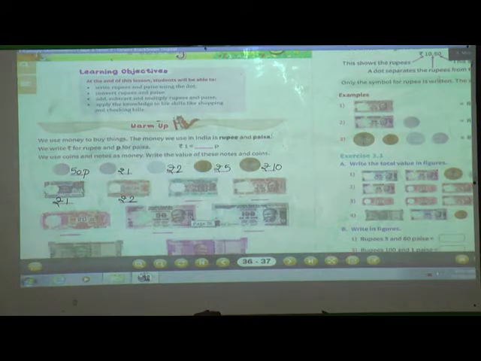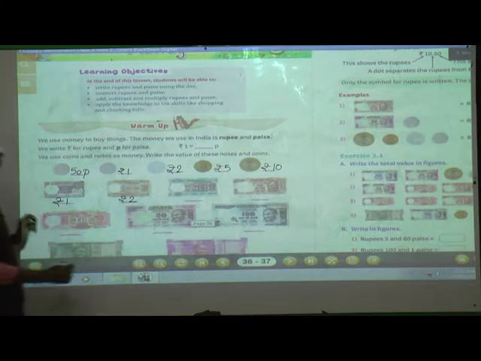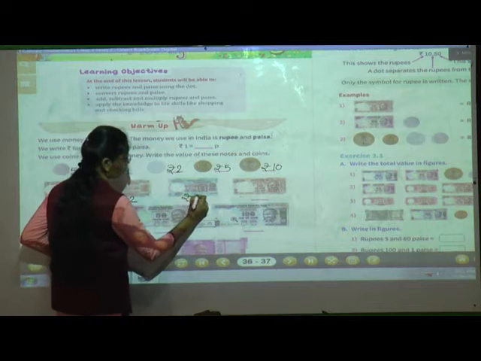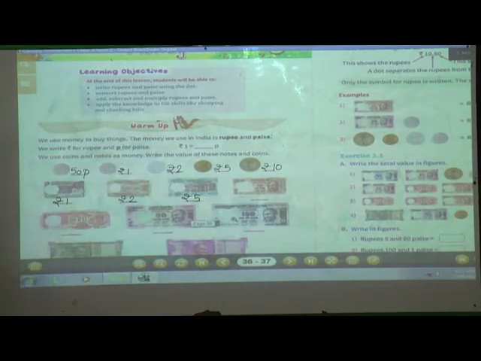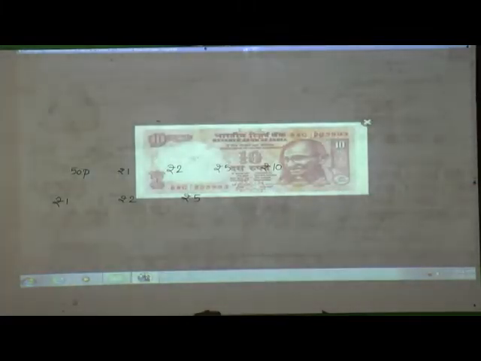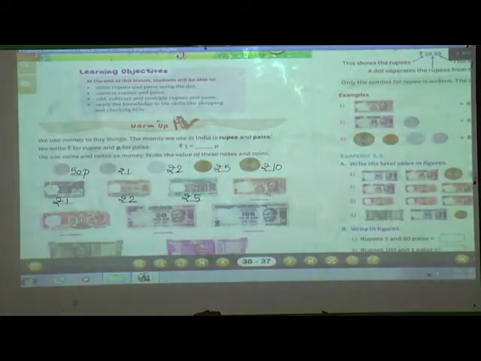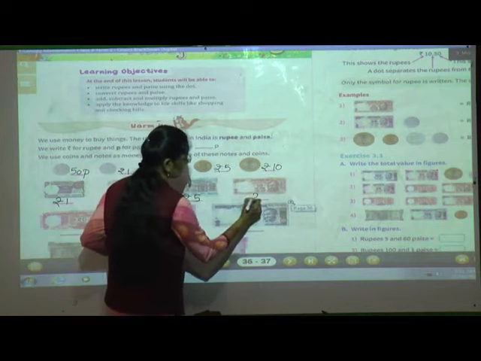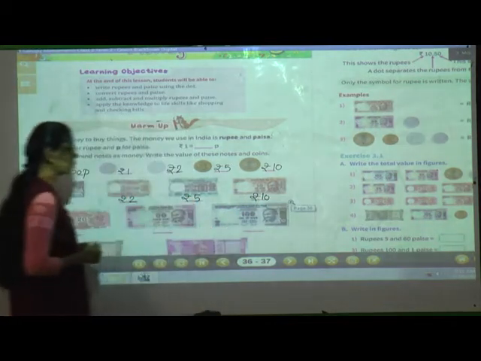Then next note, it is a note of 5 rupee. Here on the note you can see the number 5. So this is the 5 rupees note. So write here rupees 5. Then see this note. You all are very familiar with this note. This is the note of 10 rupee. On the note itself the number is written, so easily we can identify the note. Rupees 10. It is a 10 rupees note.